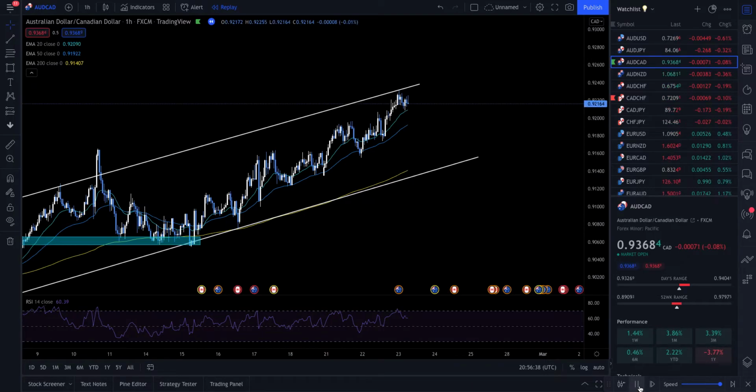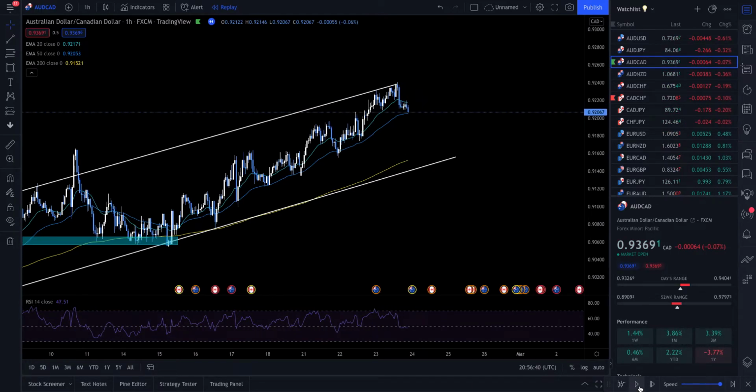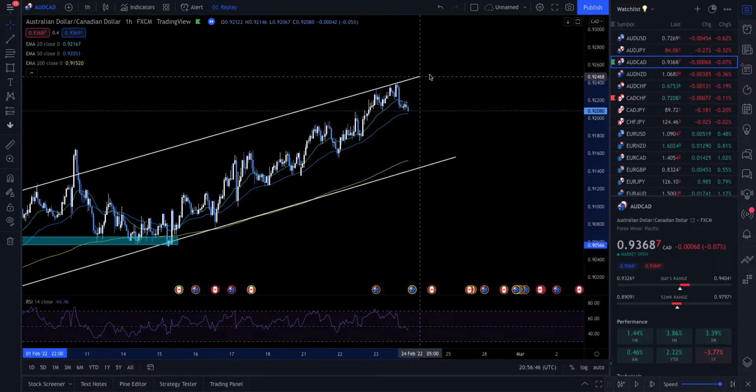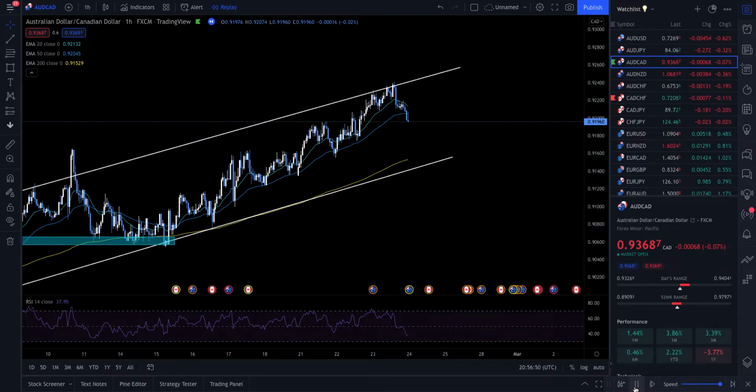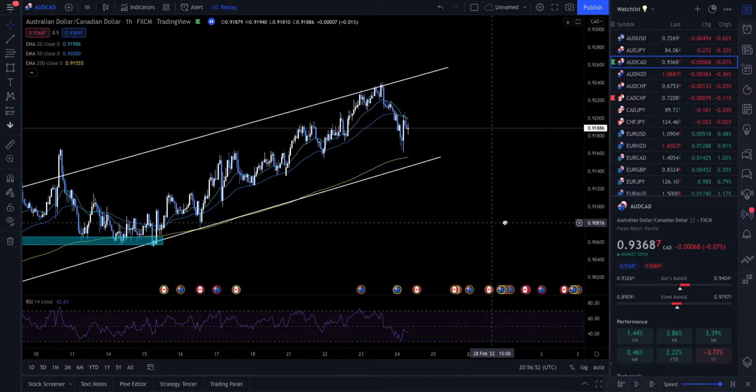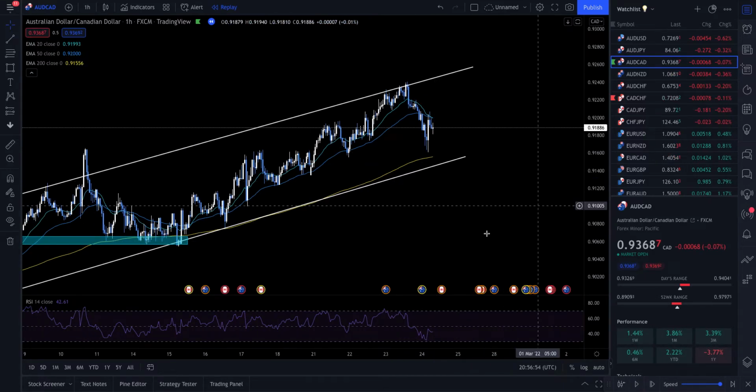And I believe there was a couple more touches which would have provided you with some trading opportunities. So 1, 2, 3 times you could have sold, and eventually price would have moved down and you would have made a profit from doing so. Now if we click play, we can see that price does start to near the bottom of the channel once again.